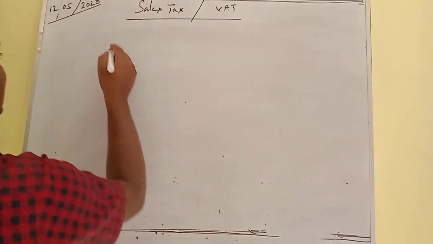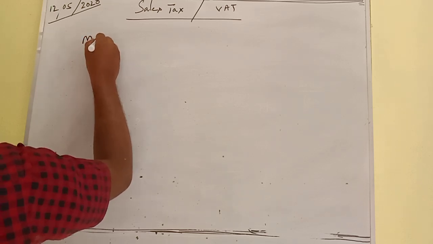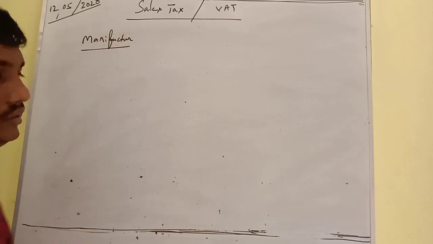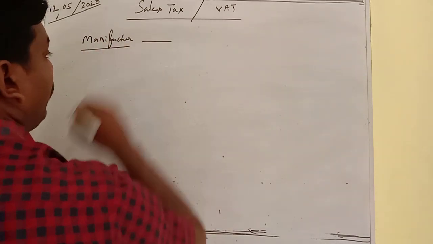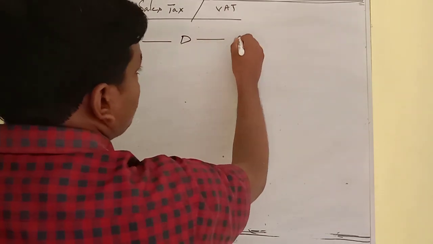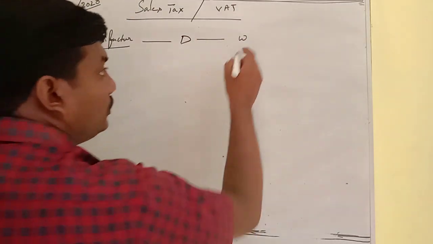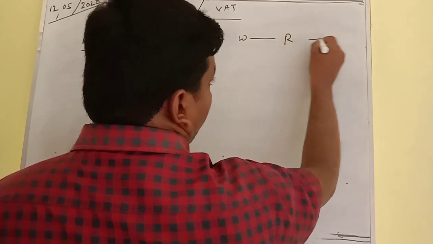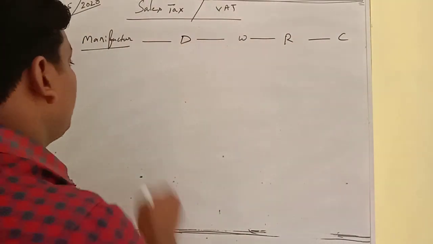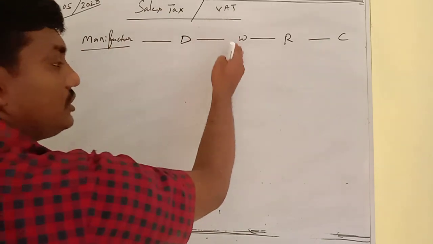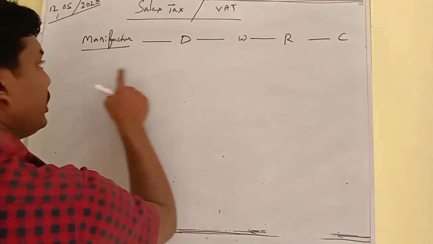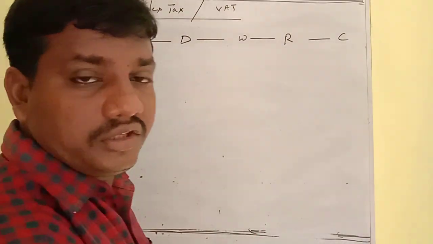Let me consider first the manufacturer. After that, distributor. After that, wholesaler. After that, retailer. Then finally, consumer. So these are the different stages: manufacturer to distributor to wholesaler to retailer, and retailer to consumer. This is a chain of sales.